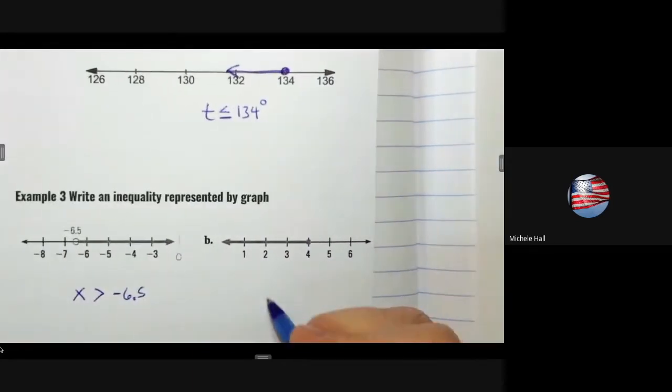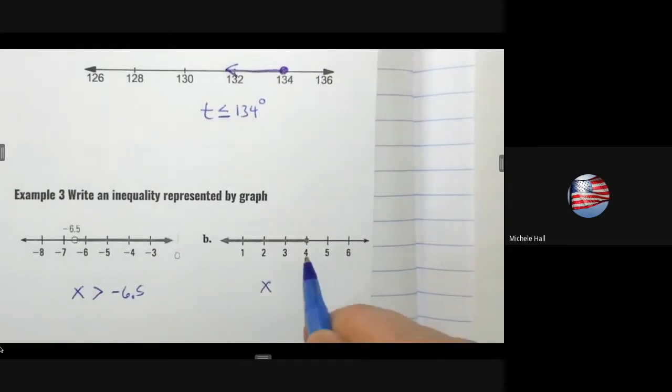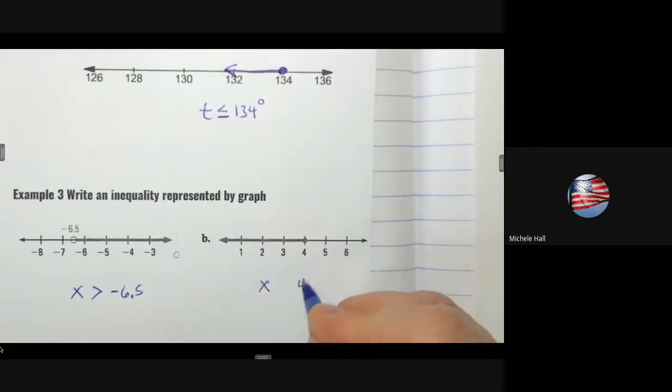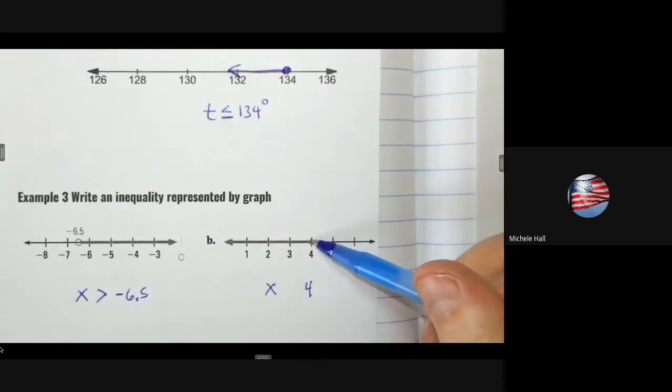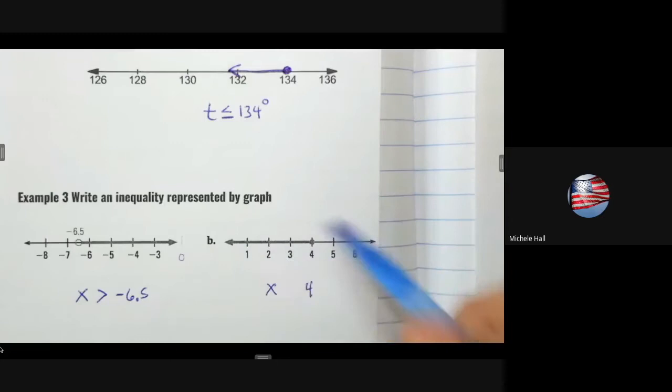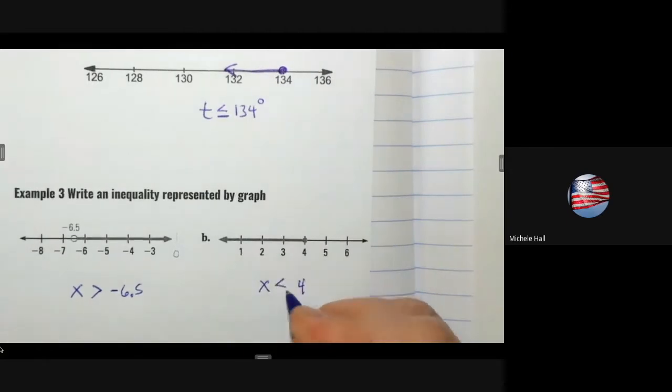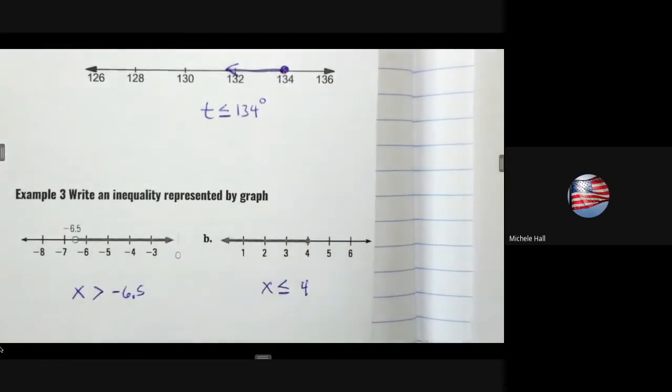Here we have that x is something to 4. Well, what's going on? X equals 4 because it's colored in, and it is less than. The numbers are getting smaller. X is less than or equal to 4.